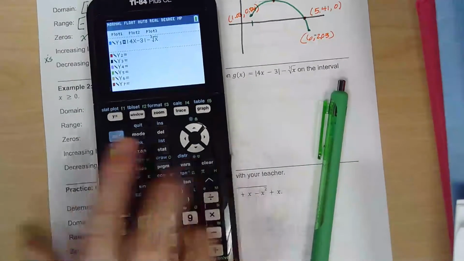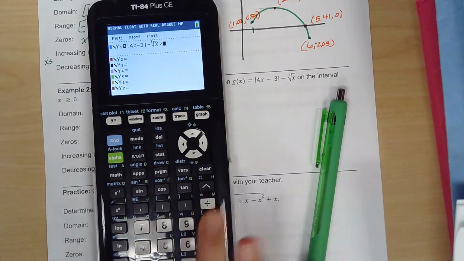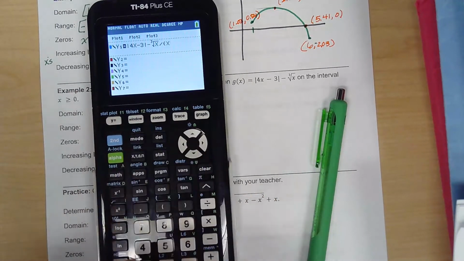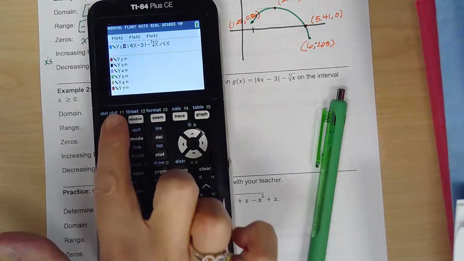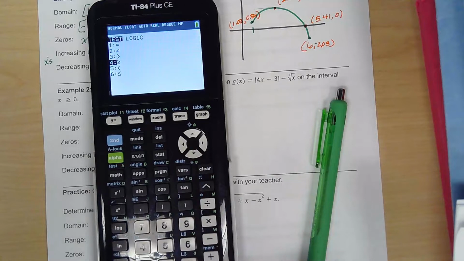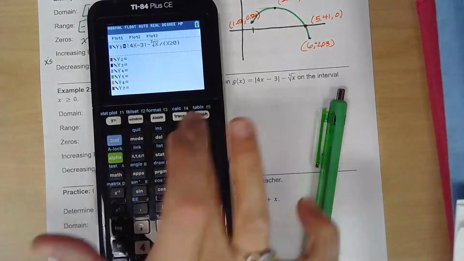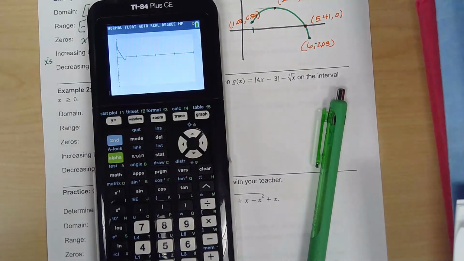We have a restricted domain, and I know Mr. Klein walked you guys through this, so we're going to hit the division bar, and then we're going to have a parenthesis, and we're going to say x greater than or equal to. So remember on your calculator, to get greater than or equal to, you hit second math, and it's option 4, and we're going to do 0, and then close your parenthesis. All right, let's take a look at this graph.